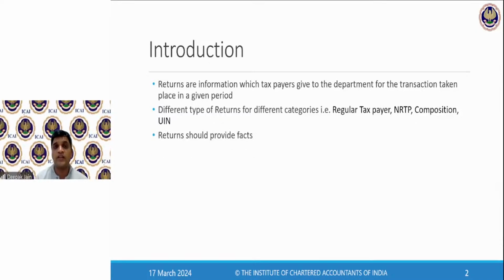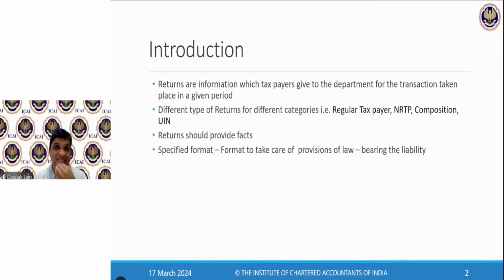Returns should provide the facts. It cannot provide something which you assume or something which you think is correct. It should provide the actual facts. If you have made a sale, then you have to report it. If you have received a receipt against services, you have to report it. You cannot say that I think it should not be payable or it should be payable. What you think is secondary, but this return should give the facts correctly.